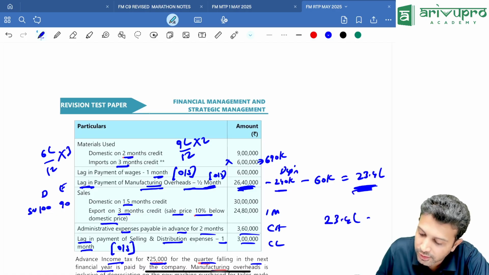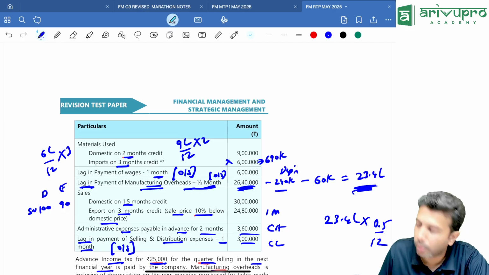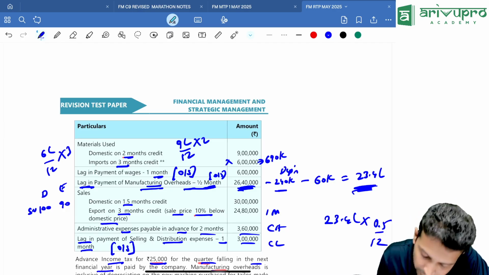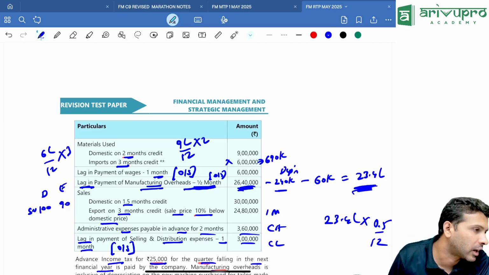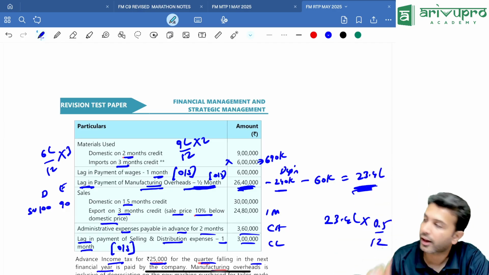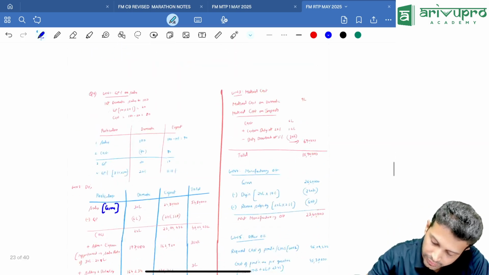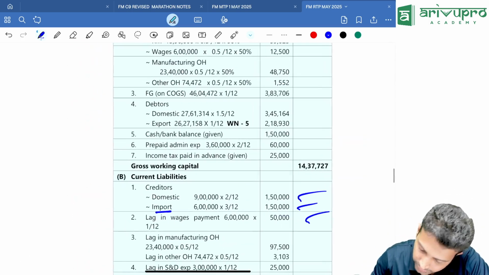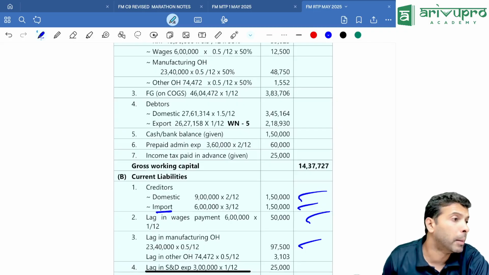So it will be 23,40,000 into 0.5 divided by 12. Why 0.5? Lag is half a month. Half a month means 0.5. Calculate how much? 97,500.